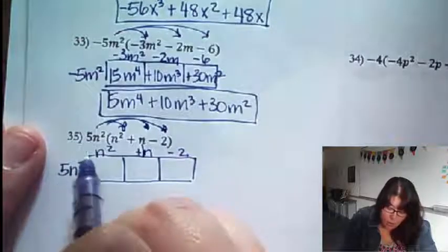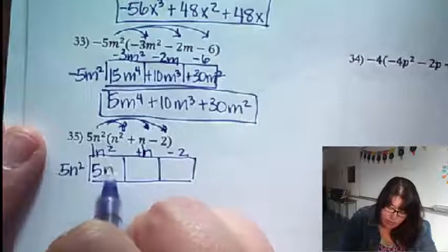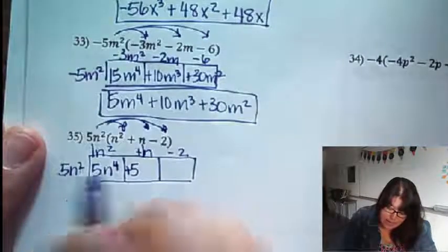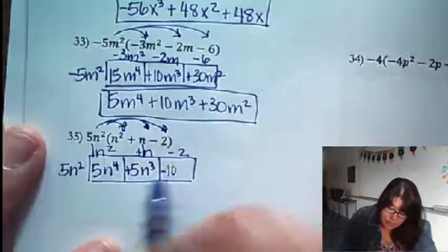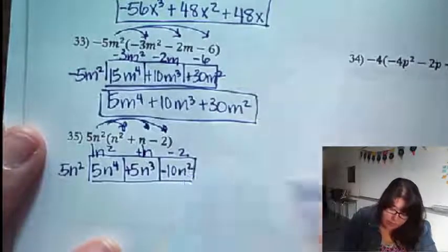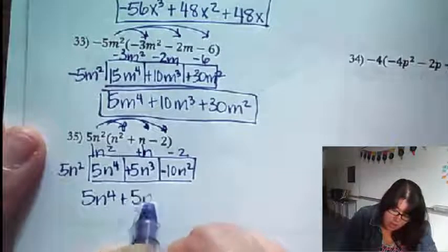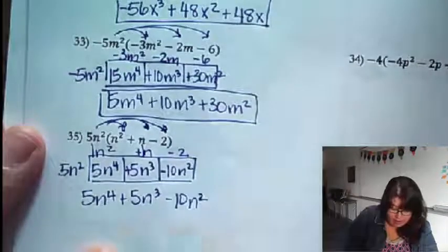5 times 1 is 5. N squared times n squared is n to the 4th. 5 times 1 is positive 5 again. N squared times n is n cubed. 5 times negative 2 is negative 10. N squared times nothing stays n squared. Break it out of the box. And I have that. There's my final answer.